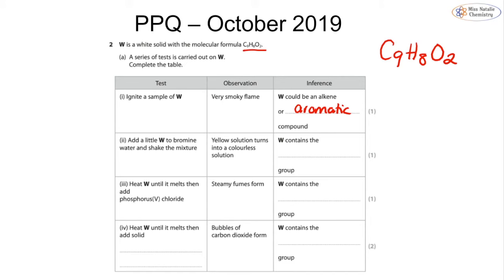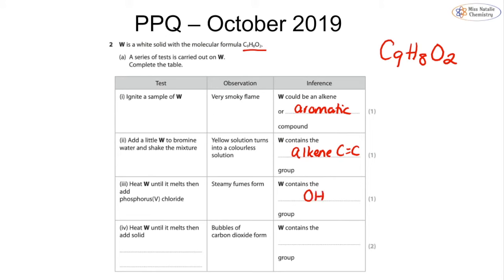So this is providing us with the proof that we have an alkene or a carbon-to-carbon double bond group. Remember, benzene does not react with bromine water in order to be decolorized, so please do not give that as an answer. We can heat W until it melts and then we add phosphorus pentachloride and that gives us steamy fumes. So that tells us that we must be containing an OH group.